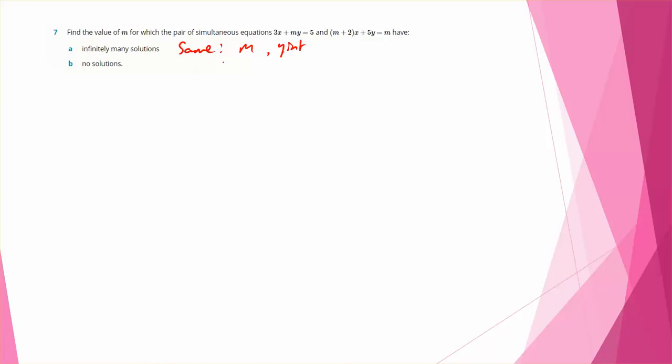For no solutions, we want the same m but a different y-intercept. Now, in order for us to read off what the y-intercept and gradient are, we need to first rearrange the equations. So let's rearrange the first equation: 3x plus my equals 5. I want to make y the subject, so I can move the 3x to the other side and divide both sides by m.